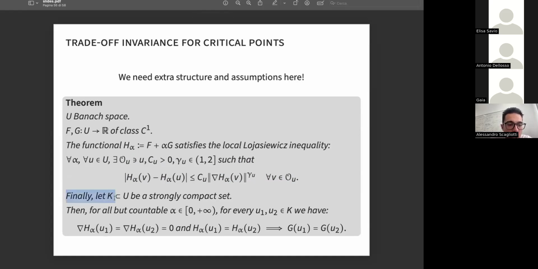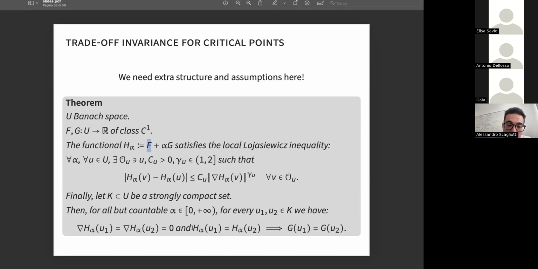If we ask for that, we have the following. If K is a strongly compact set, then excluding at most the usual countably many bad values, for every U1, U2 in K, assume that U1 and U2 are points where the gradient of H vanishes, and assume that H alpha on these two points is the same. Then it turns out that G and, as a matter of fact, F as well are the same on U1 and U2.